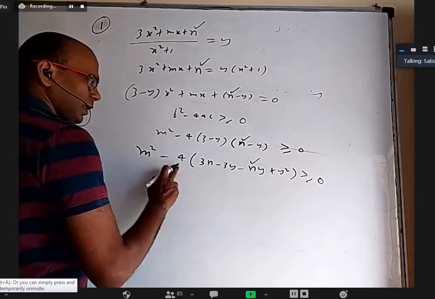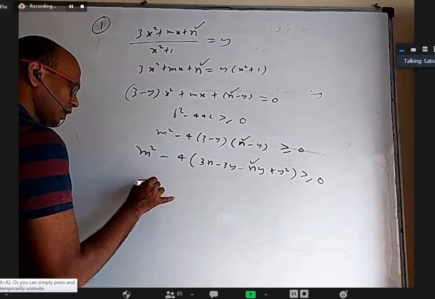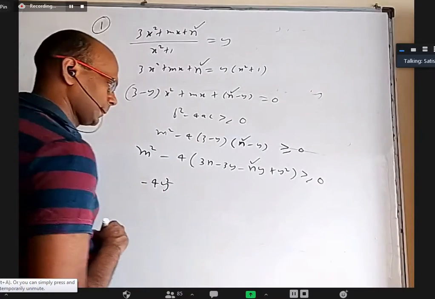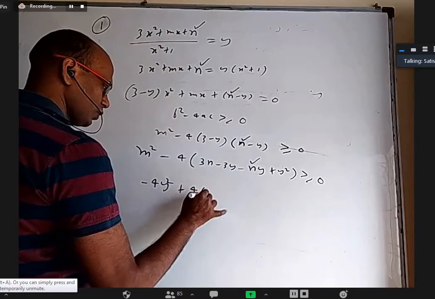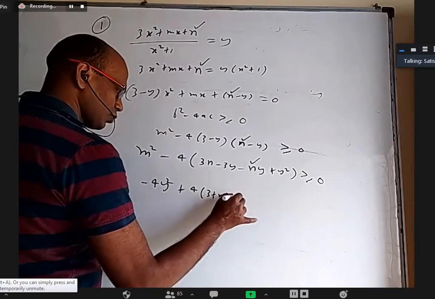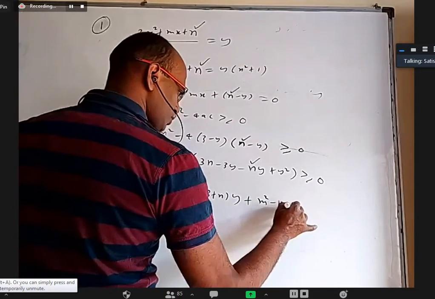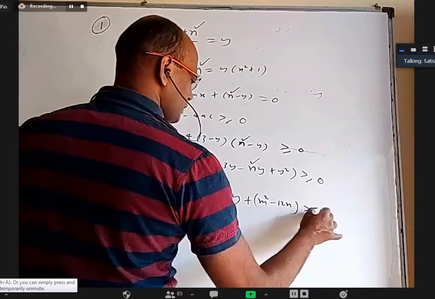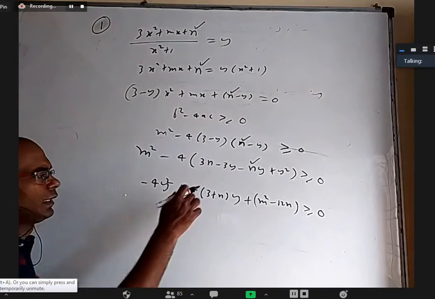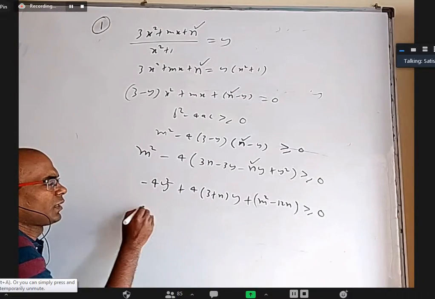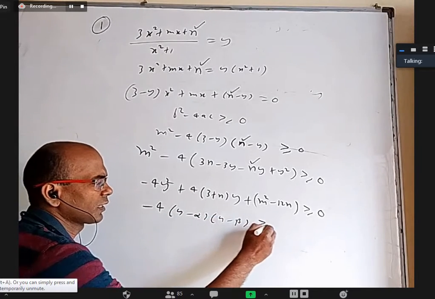Okay, so there is a minus here. So when I expand, I'll get minus 4y square. These two together is plus 4 into 3 plus n into y, and the constant is m square minus 12n. That should be greater than or equal to 0. If at all roots are there for this as alpha, beta, let us say it is minus 4 into y minus alpha into y minus beta greater than or equal to 0.